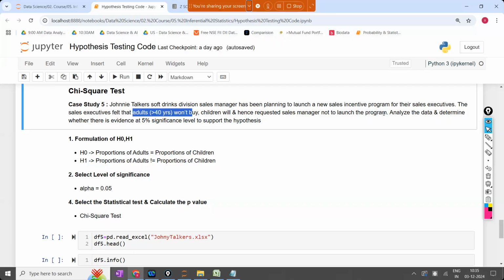Wine shop sales are very high. Chocolate sales are very less compared to that. The reason behind that is adults are more when compared to children. Children, if they want to purchase a chocolate, have to take the money from their parents. Adults can purchase on their own, no restriction.